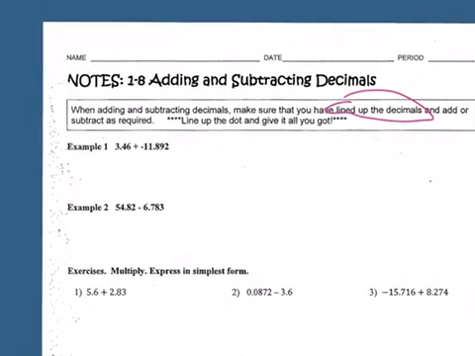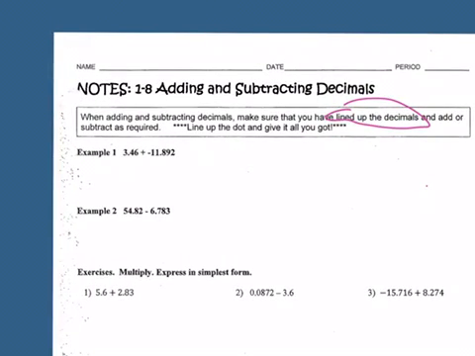Line up your decimals for adding and subtracting decimals. That's the main thing. If you have a whole number that doesn't have a decimal, put a decimal, then add zeros at the end of the number so your numbers will match.